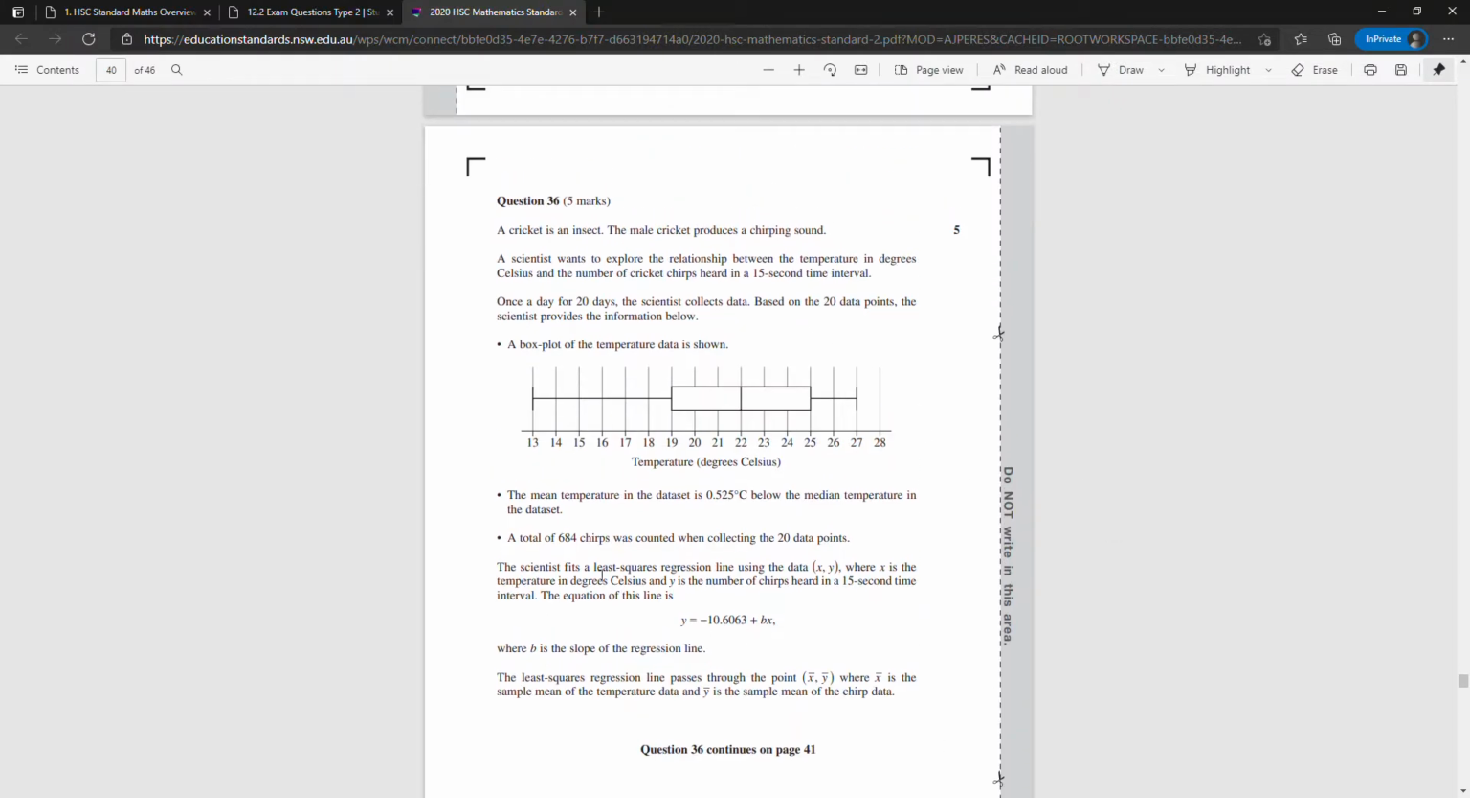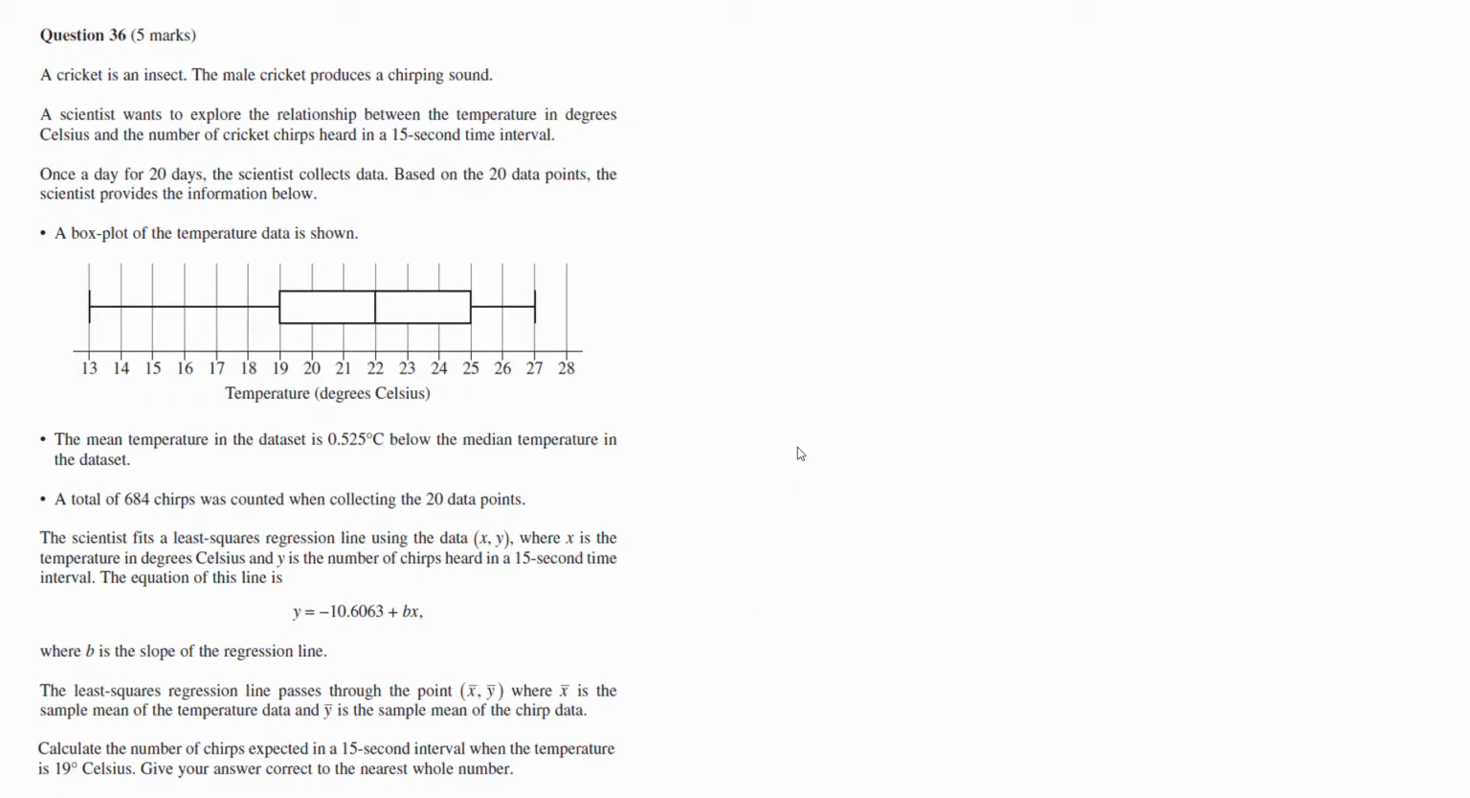This is the question. Let me take it out. I think it will be easier to understand that way. So you're told that a cricket is an insect. It makes a chirping sound. Scientists want to explore the relationship between temperature and the number of chirps. So there are two things that they're exploring the relationship between. And once a day, for 20 days, they collected the data and the information is here.